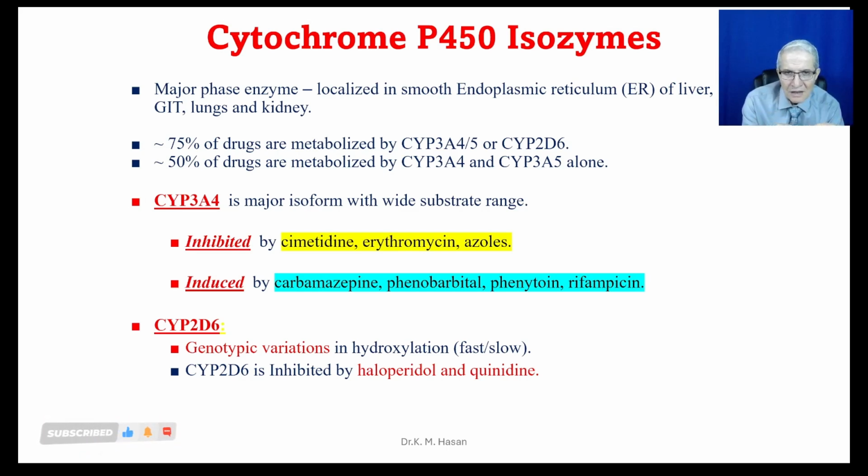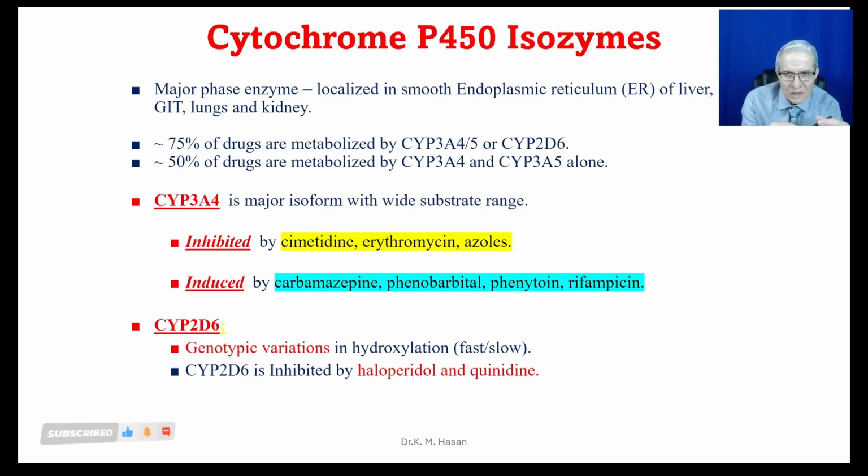Cimetidine is considered a histamine H2 blocker and has been used for peptic ulcer disease. Erythromycin inhibits cytochrome 3A4. Erythromycin belongs to the macrolide antibiotics. Azole is a group of medications belonging to the antifungal medications such as ketoconazole or fluconazole. So fluconazole and ketoconazole inhibit cytochrome 3A4.